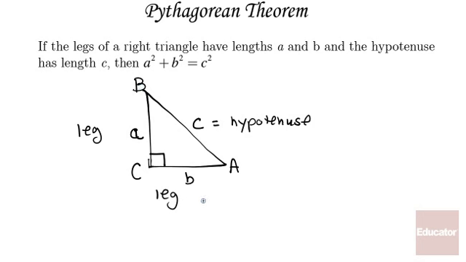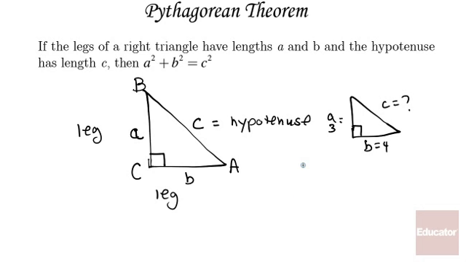Let's do an example. So let's say that I have a right triangle. Draw another right triangle right here. And it has sides. Side a is 3, that's given. Side b is 4, and you are asked to find the hypotenuse. So you can do that using the Pythagorean theorem.